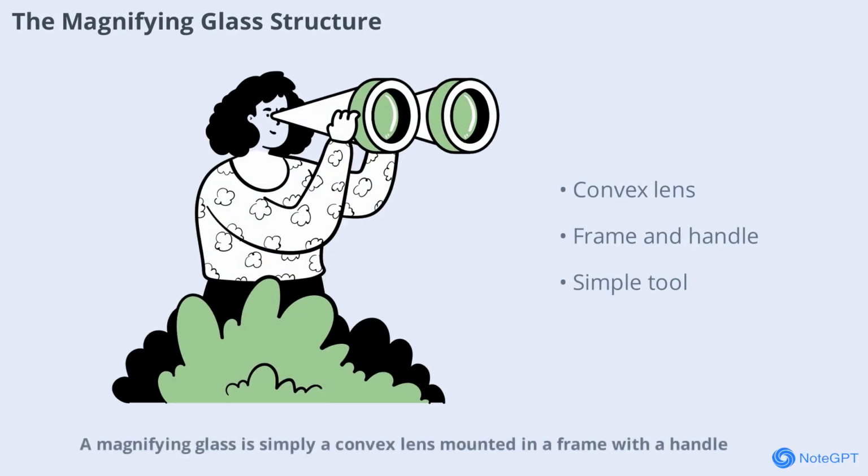A magnifying glass is simply a convex lens mounted in a frame with a handle. The lens is designed to be held close to the object, allowing users to see a larger, clearer image. Its simplicity makes it a handy tool for everyday tasks.